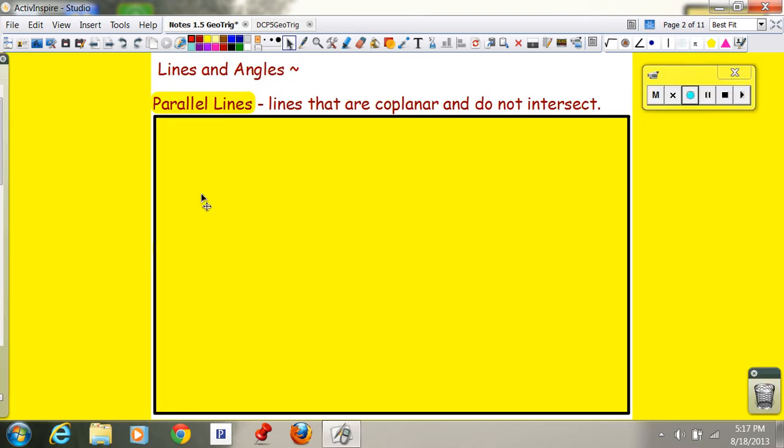Parallel lines. And here's the key part of this. Lines that are coplanar and they do not intersect. Coplanar is really important: if they're parallel, they have to be on the same plane to be parallel. They do not intersect means that they have the same slope. That's the reason they don't intersect, is because they have the same slope. So parallel lines are lines that are coplanar and they do not intersect.